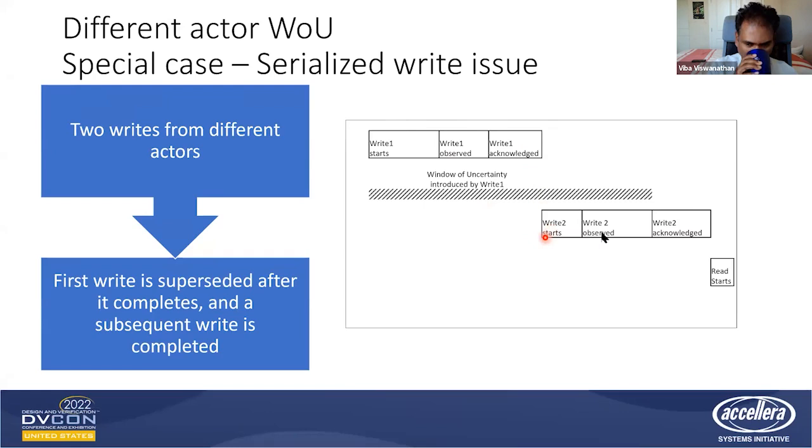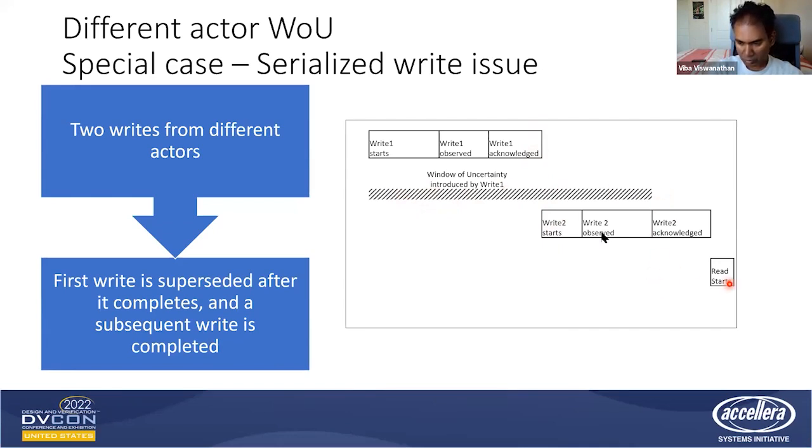The critical detail here is that because write 1 and write 2 are from different actors and can have different latencies, write 2 must be issued after write 1 completes for write 1's window of uncertainty to terminate when write 2 is acknowledged. The number of cycles allowed between write 1 acknowledge and write 2 issue is not required to be a specific value. There could be one or many cycles delay between the end of acknowledgement of write 1 and the issue of write 2, and the window of uncertainty for write 1 would still be terminated when write 2 is acknowledged.